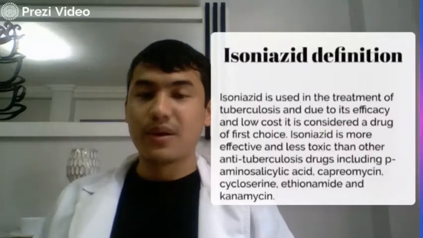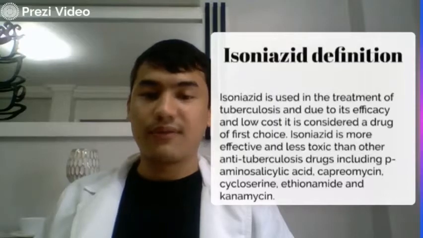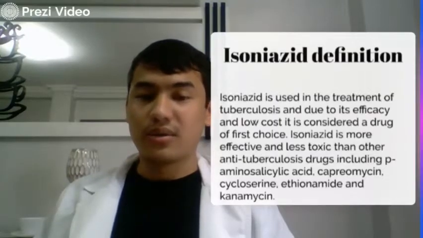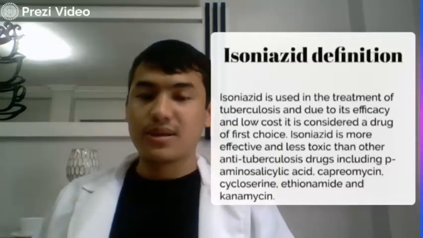Definition of isoniazid. Isoniazid is used in treatment of tuberculosis, and due to its efficacy and low cost, it's considered a drug of first choice. Isoniazid is more effective and less toxic than other anti-tuberculosis drugs, including paraaminosalicylic acid, capreomycin, cycloserine, ethionamide, and kanamycin.